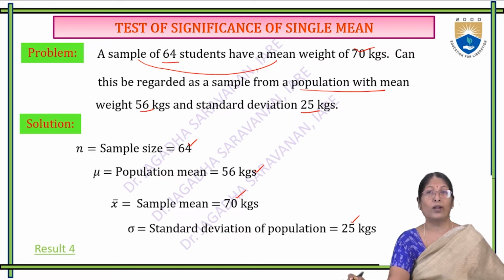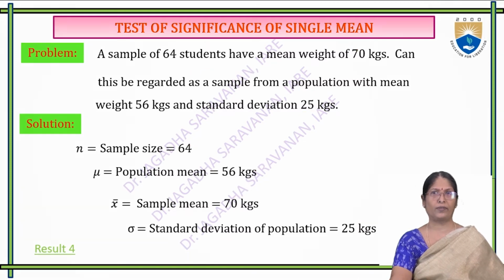The question once again we will read: is there any decrease or increase, any related symbols? Nothing is there. So we need not go for right-tailed or left-tailed, a one-tailed test is not required. Sample from the population, yes or no, so we can go for a two-tailed test.